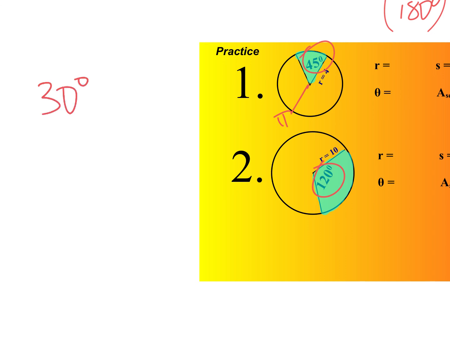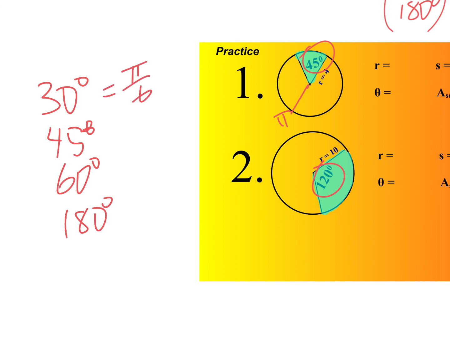30, 45, 60, and then the big one, of course, 180. If you've got all these base ones memorized and you know this is pi over 6, and you know this one's pi over 4, and you know this one's pi over 3, and 180 is pi, you can get pretty much anything you want after that.